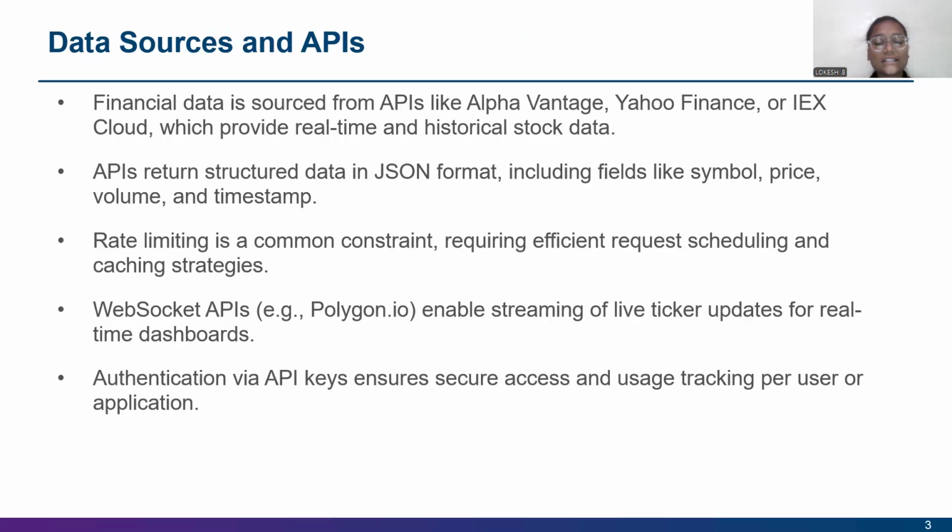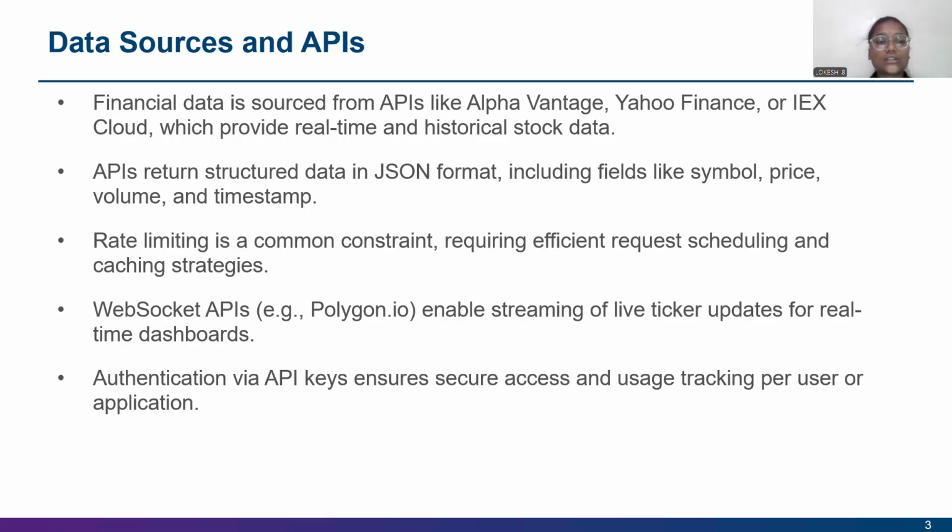Rate limiting is a common constraint requiring efficient request scheduling and caching strategies. The WebSocket APIs, for example Polygon.io, enable streaming of live ticker updates for real-time dashboards. And authentication via API keys ensures secure access and usage tracking per user or application.